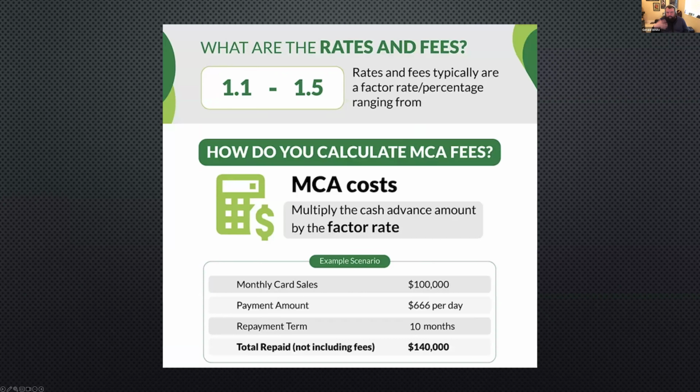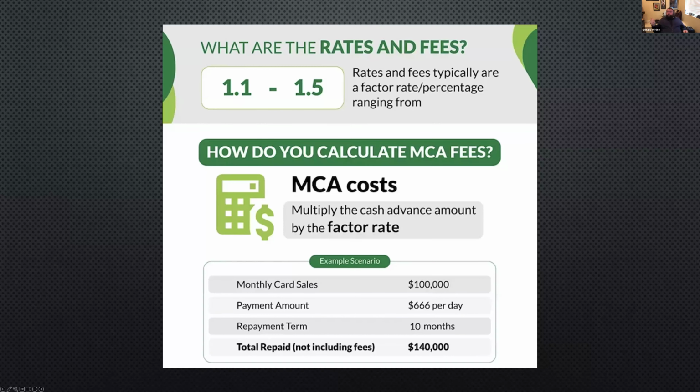Rates and fees. Again, they're based on factor rates. Very simple interest, right? 1.1 to 1.5 typically. It could be a little lower, could be a little bit higher. And it's very easy to figure out the cost, right? You're going to multiply by the factor rate. There's an example here, $100,000. The payment amount is $666 per day, and it's a 10-month term to pay back $140,000. You can see this one's a little bit more expensive, right? The example that I gave you was a 1.31.